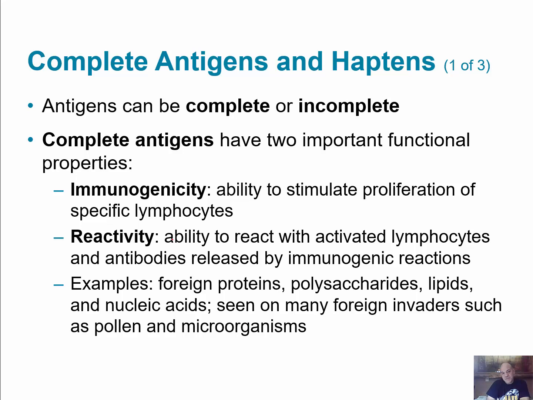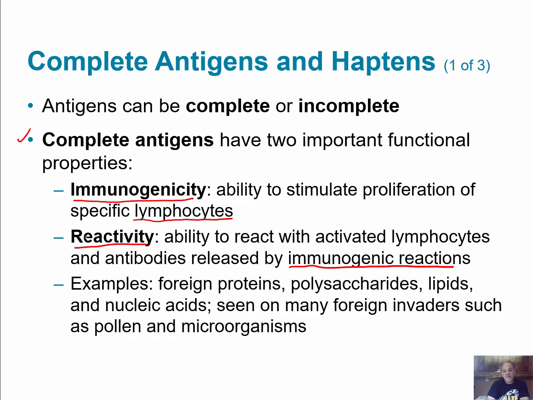Antigens can be complete or incomplete. Looking at complete antigens, they have two important functional properties. One is immunogenicity, and the other one is reactivity. Immunogenicity is the ability to stimulate the proliferation of specific lymphocytes. So immunogenicity would get your body to produce more lymphocytes. And reactivity means that the complete antigen has the ability to react with activated lymphocytes and antibodies, which are both a consequence of immunogenic reactions.